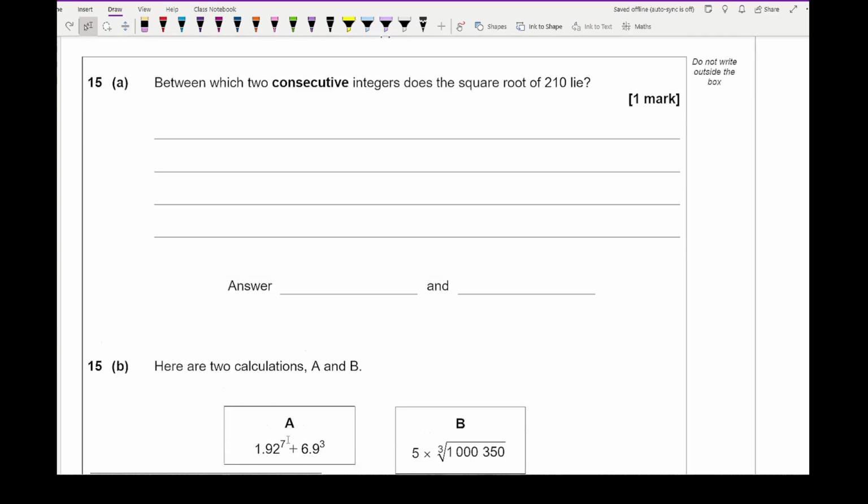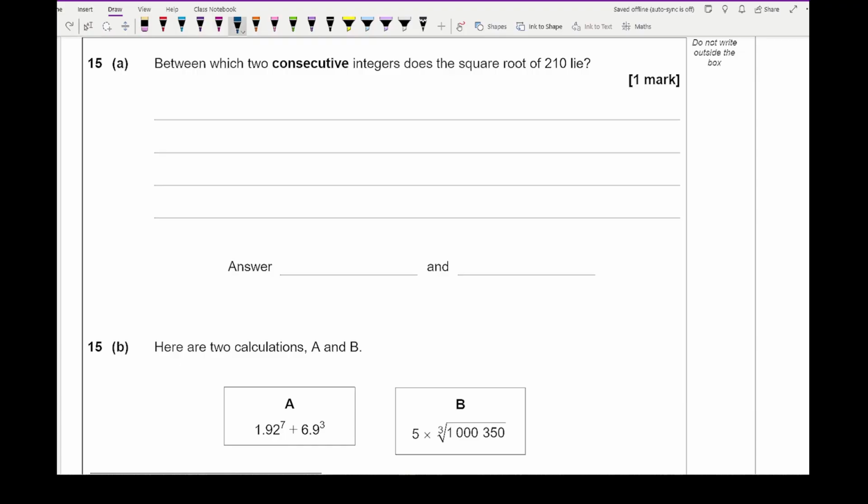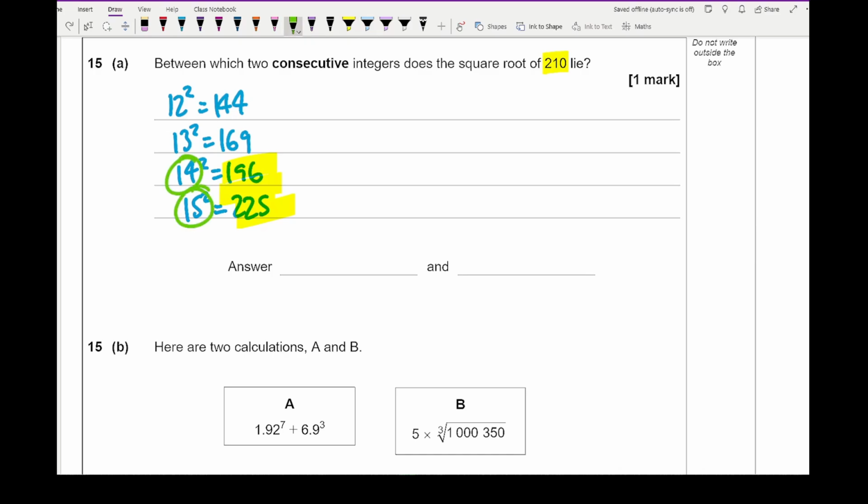Moving on to question 16, it says between which two consecutive integers does the square root of 210 lie? Let's go for the square numbers. 12 squared is 144, 13 squared is 169, 14 squared is 196, and 15 squared is 225. So you can see that 210 is between these two square numbers. So which two integers does it lie between? Well, it's going to be 14 and 15.